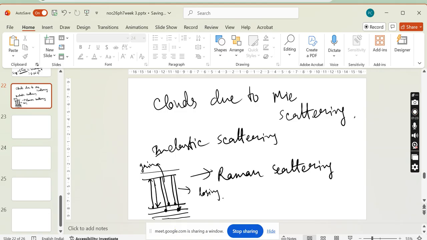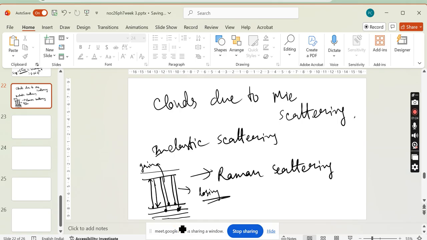That corresponds to the Stokes and anti-Stokes lines basically. Another inelastic scattering is Brillouin scattering, and there is Compton scattering, in which the photon and electrons interact with each other. So that's Compton scattering. We can get the Compton wavelength from that scattering.